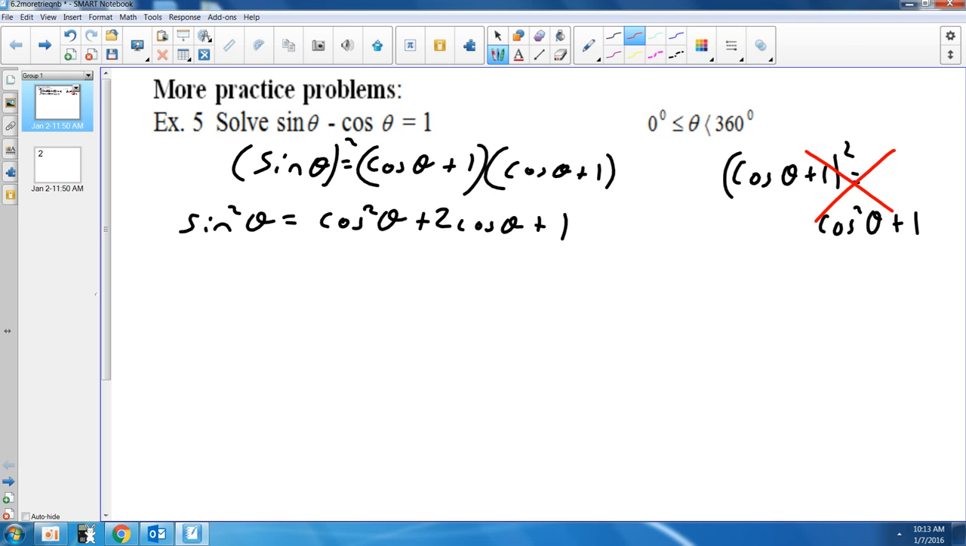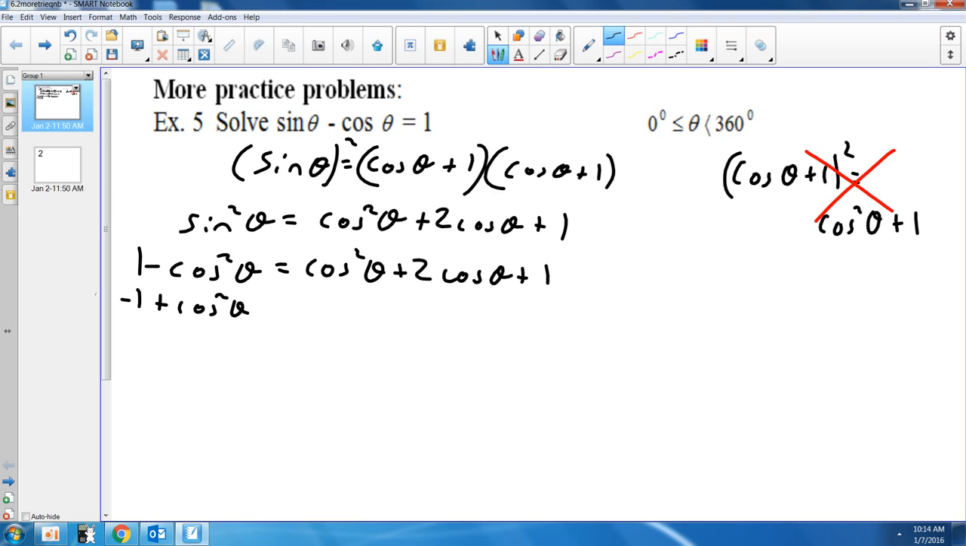Going back to here, I now notice that I have sines on the left side, cosines on the right. I want to change it all to cosines, get it on one side, and then solve. And then check my answers. So at this point, it's all pretty much the same. 1 minus cosine squared theta by the Pythagorean identity. Getting everything on one side, it's going to be, let's see, subtracting 1 and adding cosine squared theta.